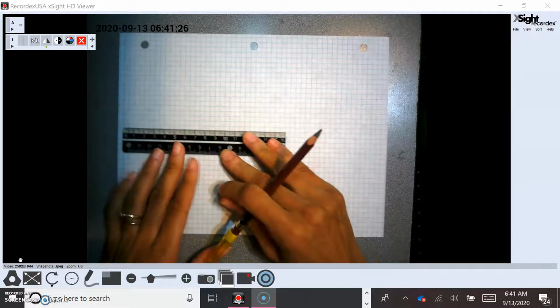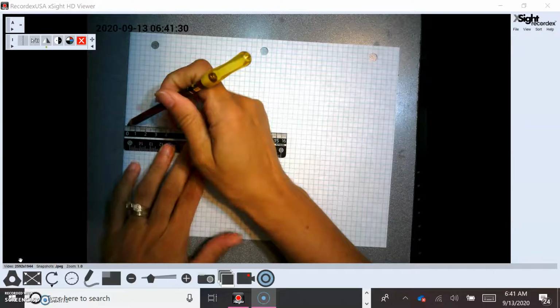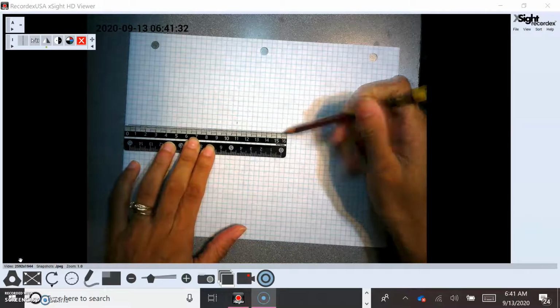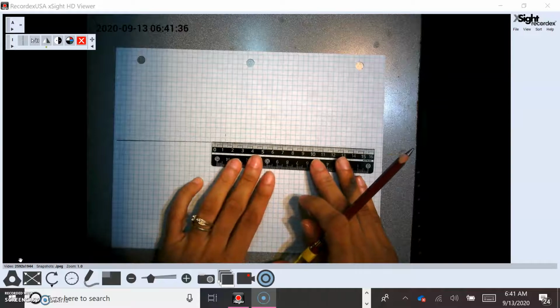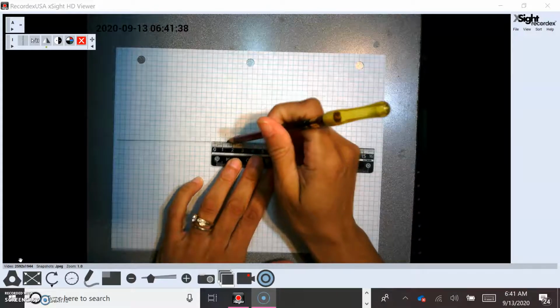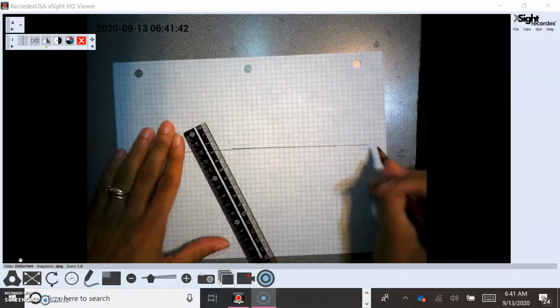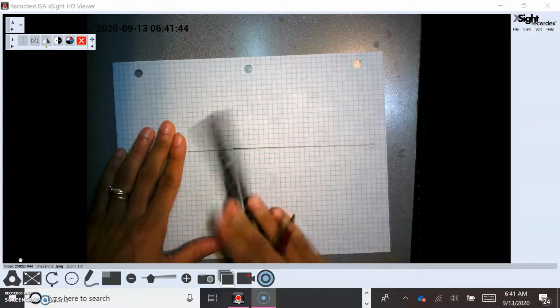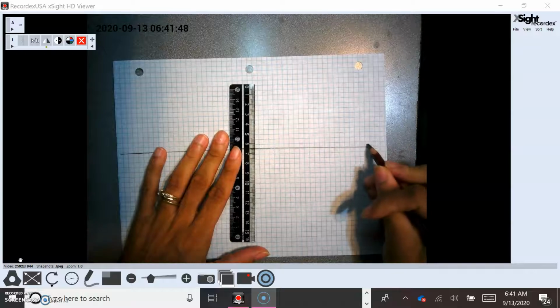So what we're going to do is we are going to make us an x-axis. And I'm going to label it as X. Draw my little arrows.